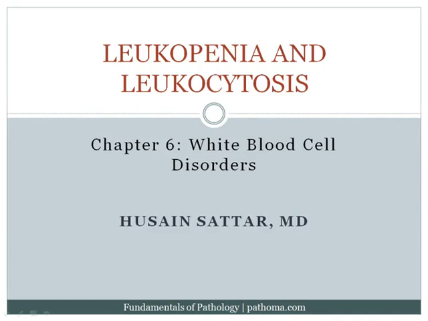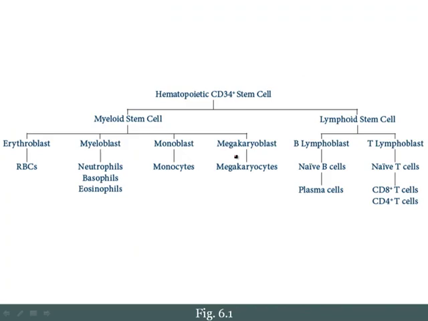Chapter 6 of the text deals with white blood cell disorders, and the very first discussion that we're going to have concerns leukopenia and leukocytosis. Let's begin by reminding ourselves that the hematopoietic stem cell is the progenitor cell in the bone marrow, and that it is CD34 positive. Now, the hematopoietic stem cell has the ability to produce a myeloid stem cell, or it can produce a lymphoid stem cell.